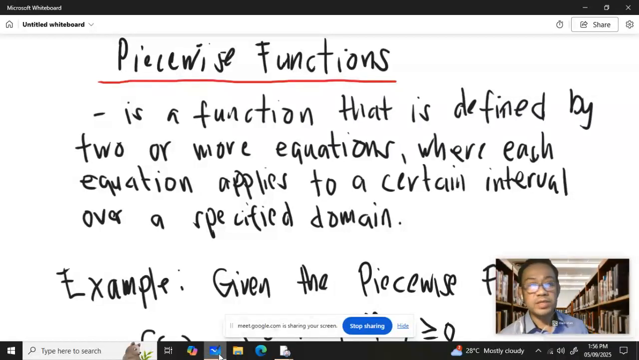Okay, by definition, a piecewise function is a function that is defined by two or more equations, where each equation applies to a certain interval over a specified domain. Okay, we have an example here.